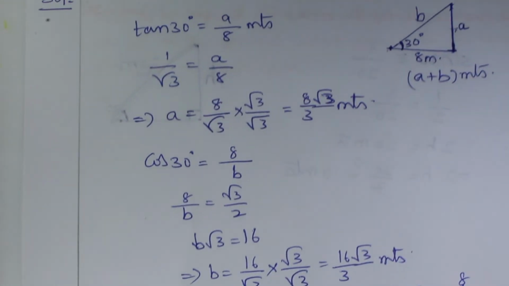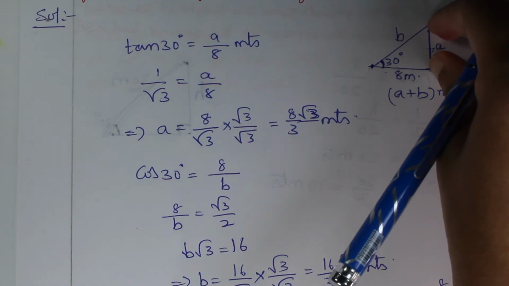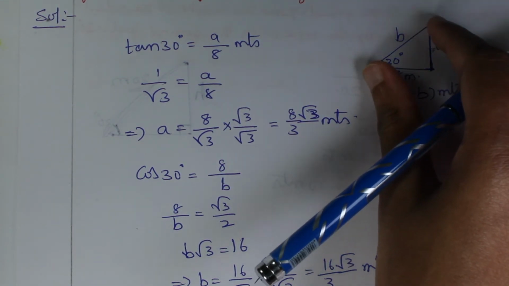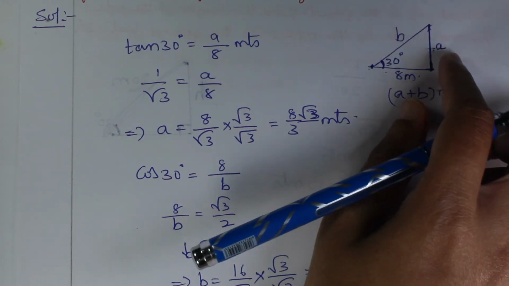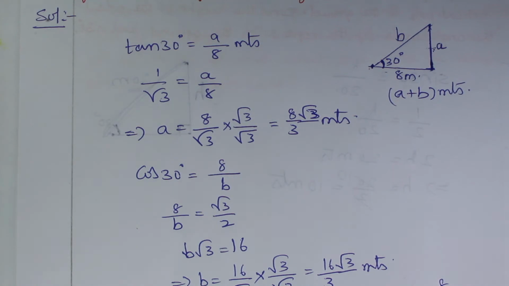So what did we do? First of all, we found out the height of the tree that is standing. And then we found out the height of the tree that is broken. And then we have added both the heights to get the total height of the tree. Hope this is clear for you.